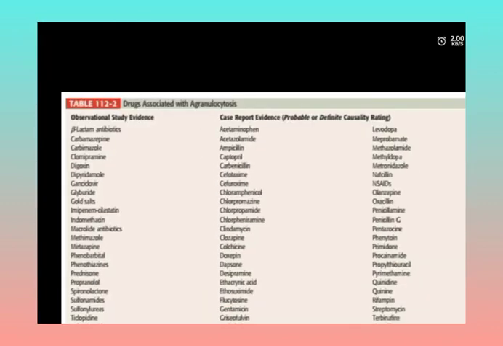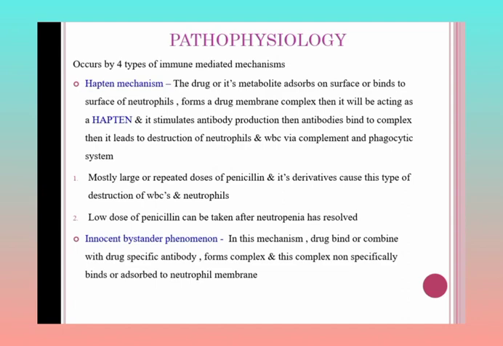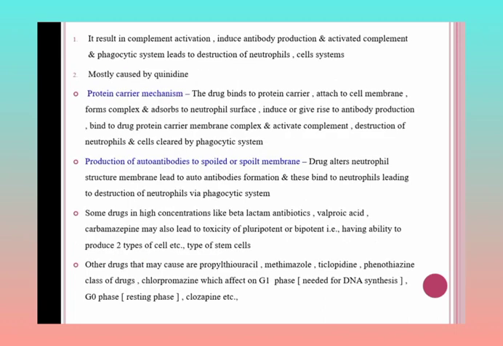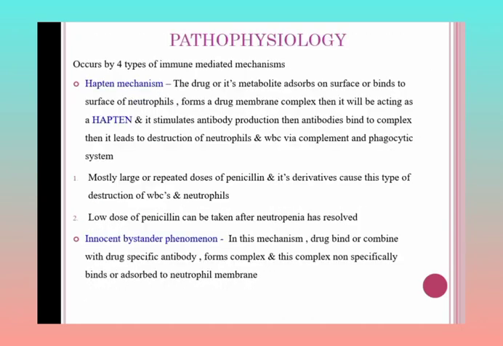Now coming to the pathophysiology. It mostly occurs by 4 types of immune-mediated mechanisms: the hapten mechanism, the innocent bystander phenomenon, the protein carrier mechanism, and the production of autoantibodies to the altered membrane. So we will see them in detail. Now coming to the hapten mechanism.